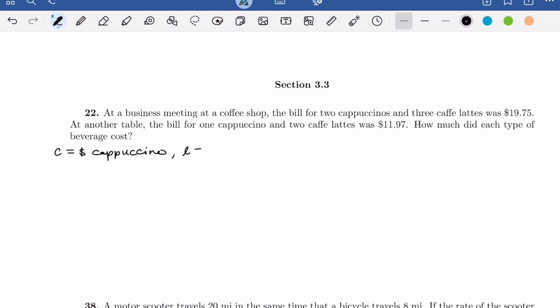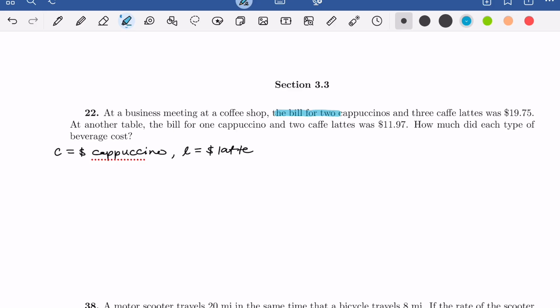And then we'll let our variable L be the price of our cafe latte. Okay, so these are our two unknown quantities. And we want to set up a system of linear equations and solve it for these quantities. And we're going to be able to set up the system using the information in this problem. So let's do some color coding.